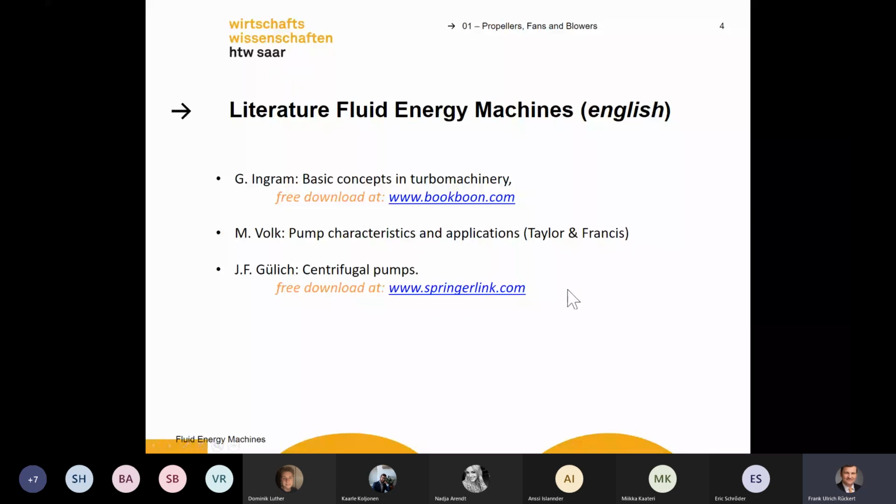And most of the books can be downloaded online. Of course, we also have a lot of books in our library, and the students that are able to go to the library, yeah, it's a bit of a problem now because of the pandemic, the Corona pandemic. The students that can go there can have a look, and they will find a lot of books about turbo machinery or pumps in the library.